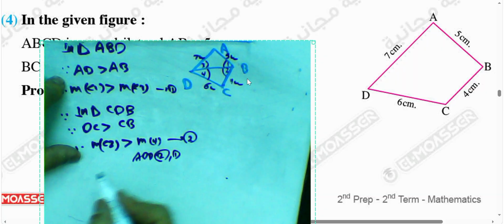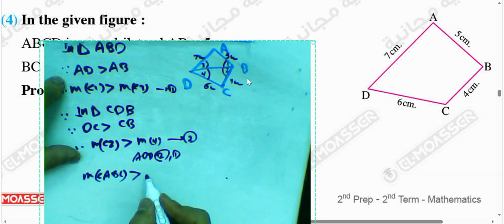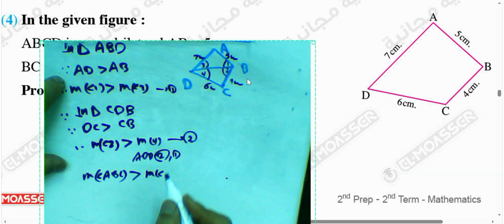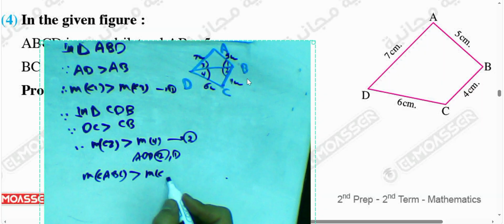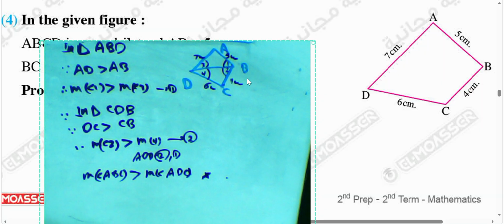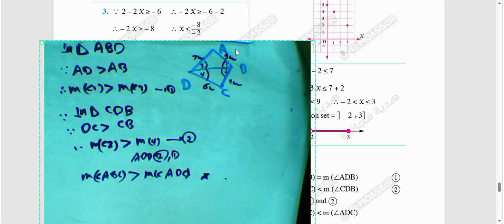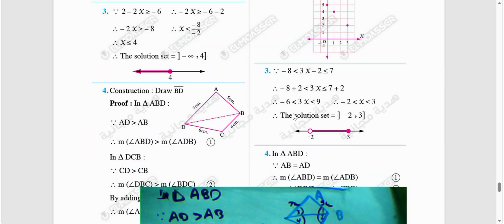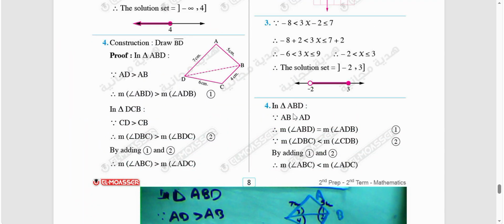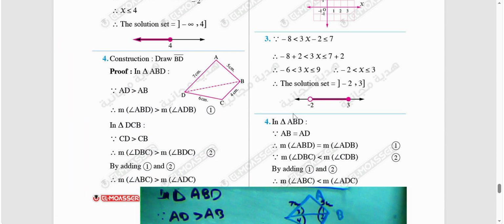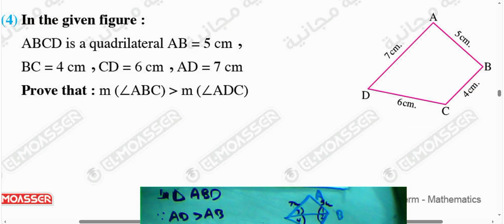We can add relations 1 and 2. 1 and 2 give me the measure of angle ABC greater than 3 and 4, the measure of angle ADC. Okay, we proved that the measure of angle B is greater than the measure of angle D. If you can't see the answer exactly, you can read the solution here, like the steps. Okay, the same answer. Next models here.